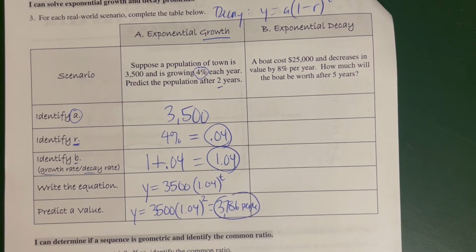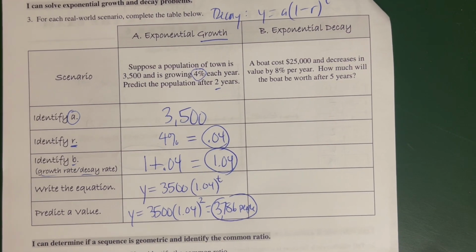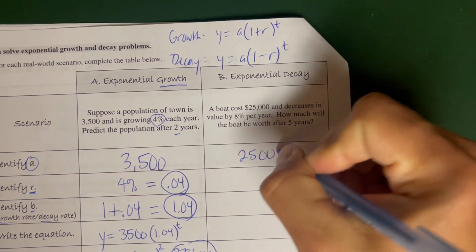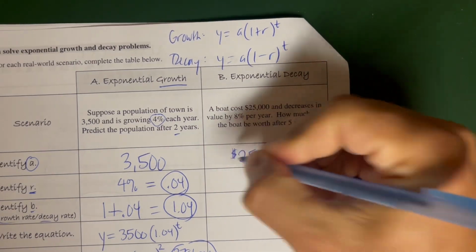So that's the process that we would follow for that. Same for the exponential decay, except the value is going down, and we're going to use 1 minus. The a value is the starting value of the boat, so we're going to put $25,000 here.